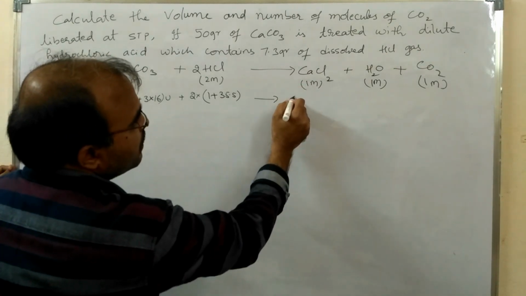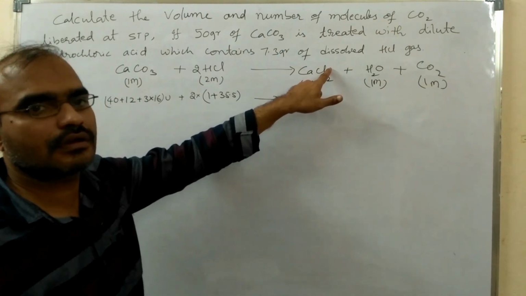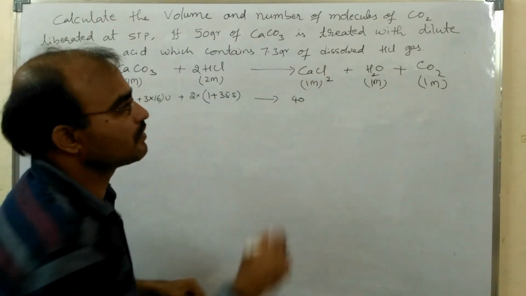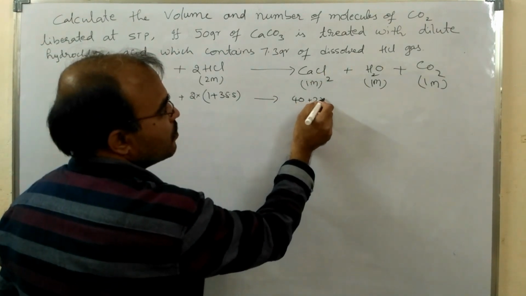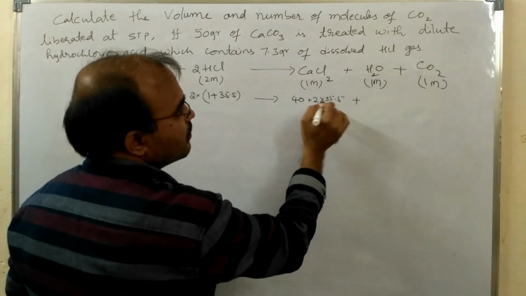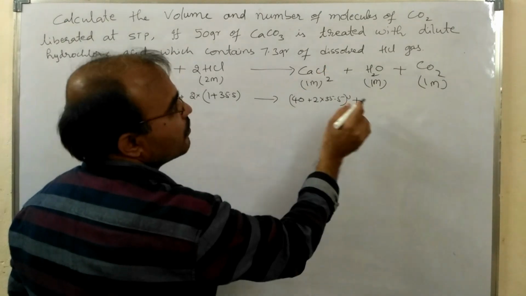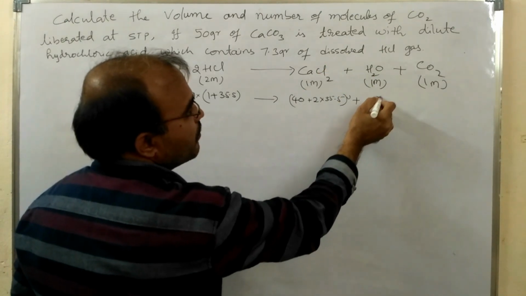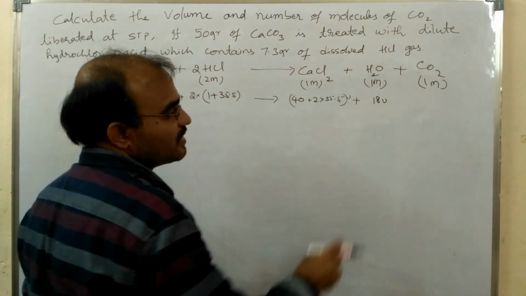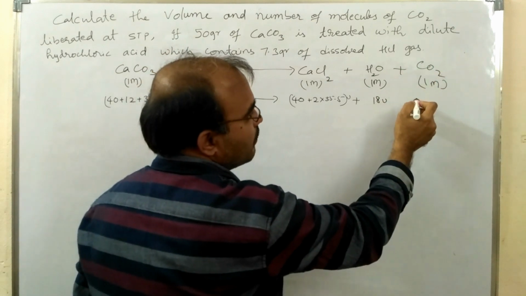Gives calcium again 40. I told you just now, subscript is for atom, coefficient is for molecule. So this is for subscript. So plus 2 into 35.5, better you write it in brackets. H2O, calculated many times until now, you can write 18 directly, 16 plus 2, 18. CO2 also you can remember as 44, but for the sake of it we can calculate here.